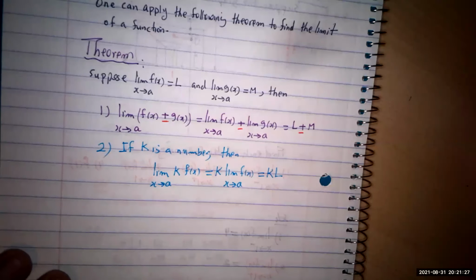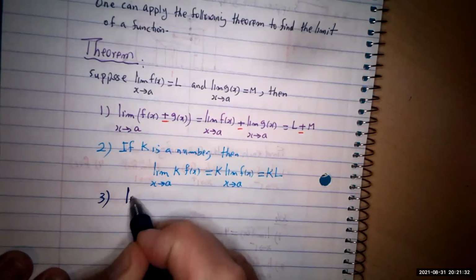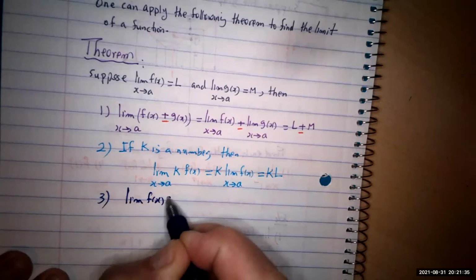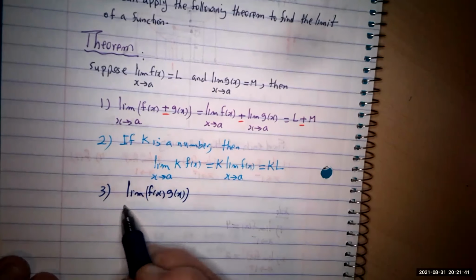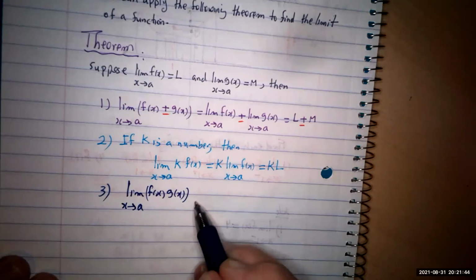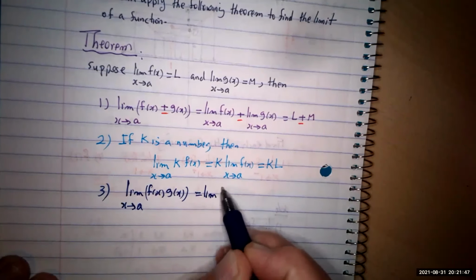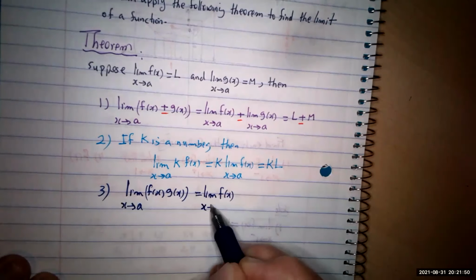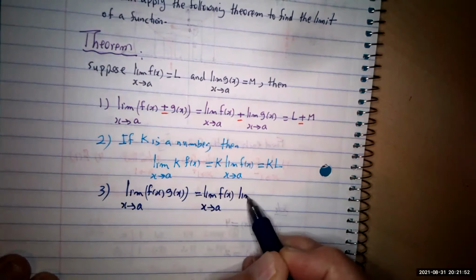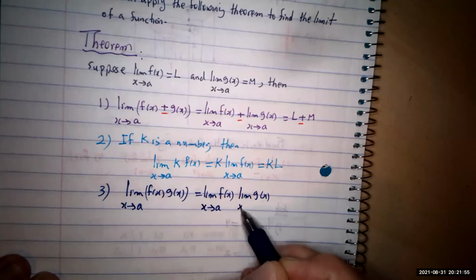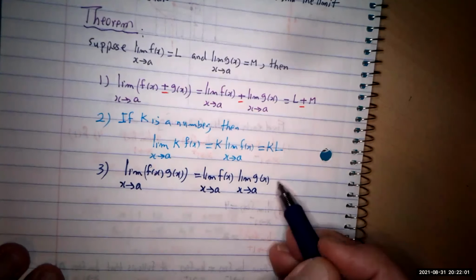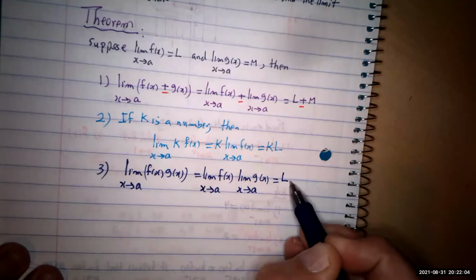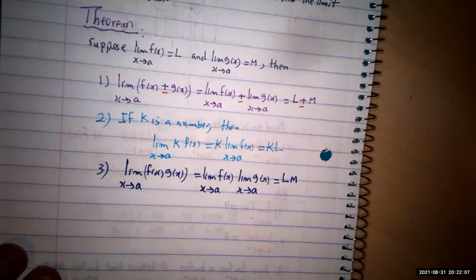Next, the actual multiplication. Okay, so the next one. How about the limit of f of x times g of x? The limit of the product when x goes to a is the limit of the first one times the limit of the second one. The limit of the first one is L, and the limit of the second one is M. It's going to be L times M.